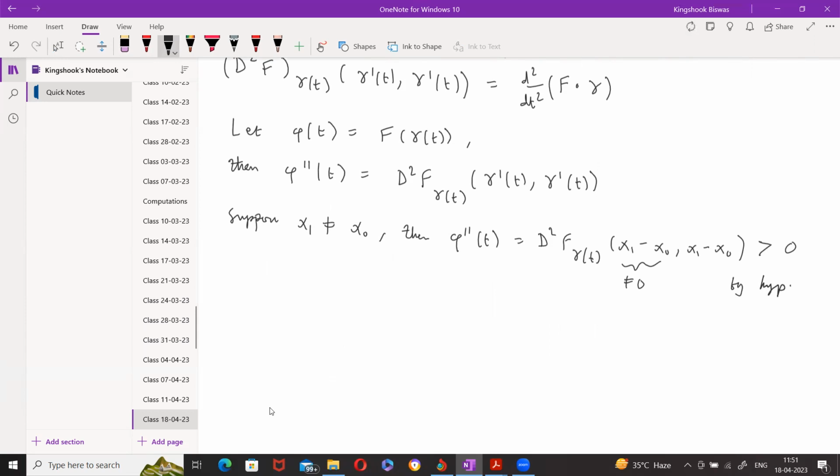Yeah. And also, phi has minima at t equal to 0 and t equal to 1, right? Because x0, x1 are minima of f, right? Yes, sir.